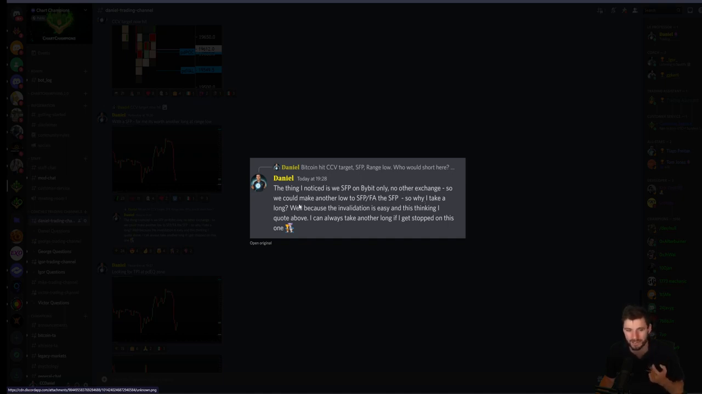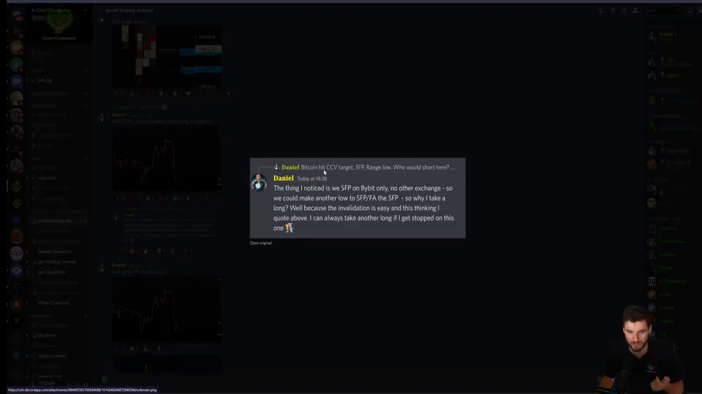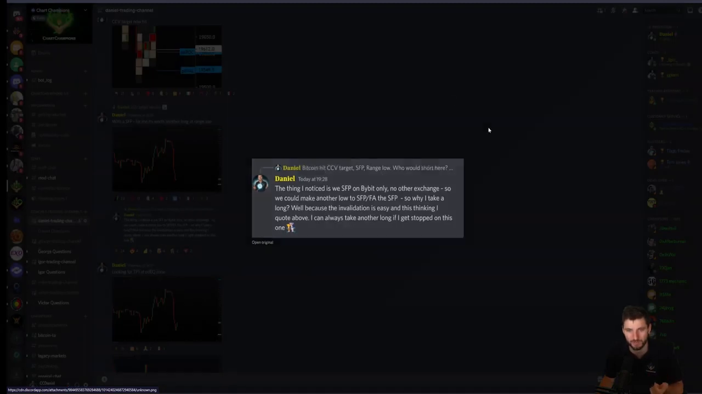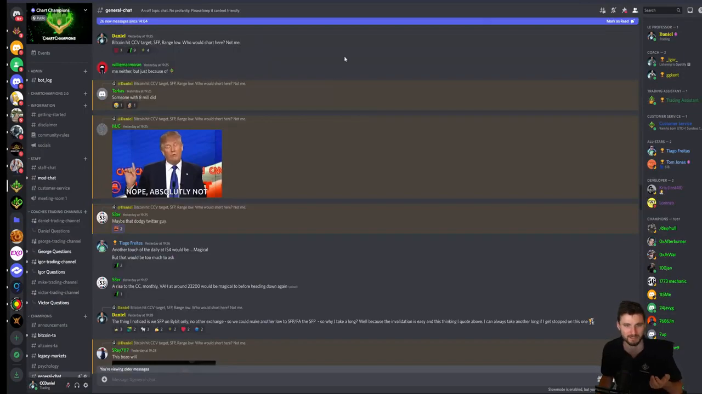So why am I taking this long trade? Well, the reason I took the long, and I told everybody about that long, is because the invalidation is easy, and of course because of the quote above. The quote above being, we've hit targets, we've done a swing failure pattern, we're at the range low, I wouldn't short here. So, it's as simple as that, really.